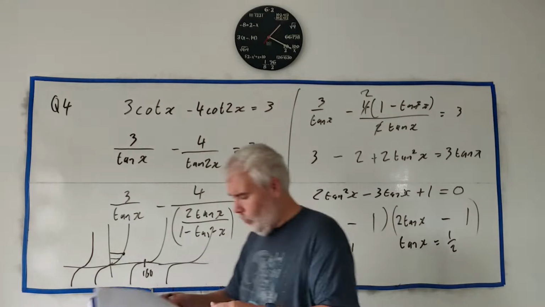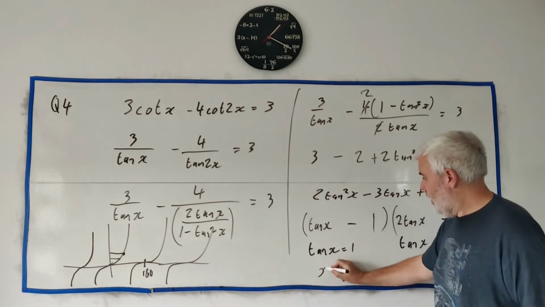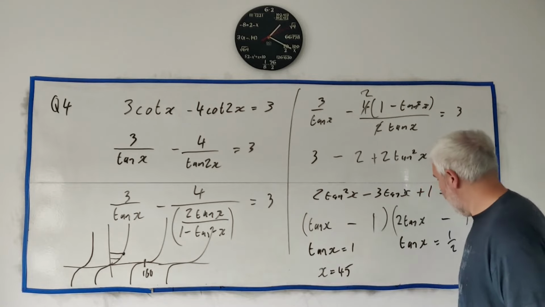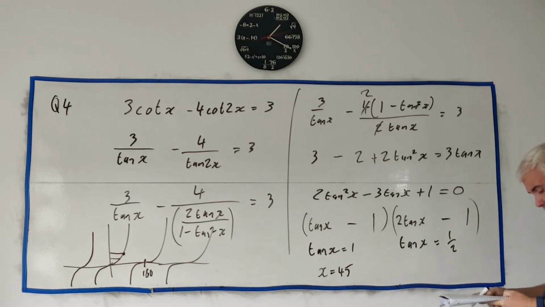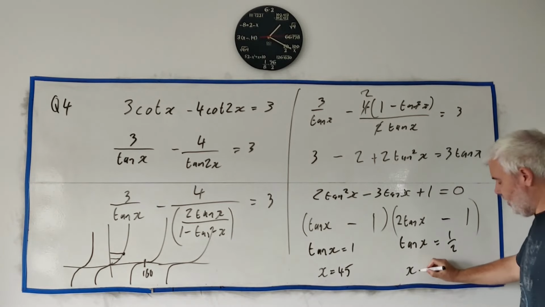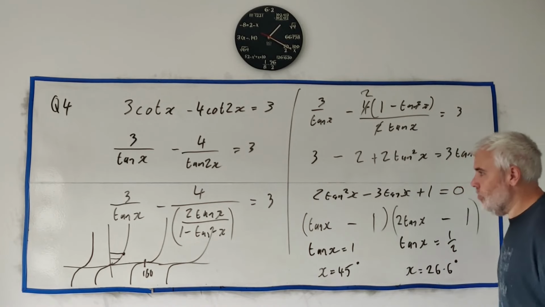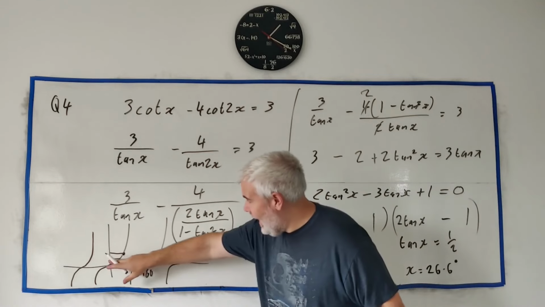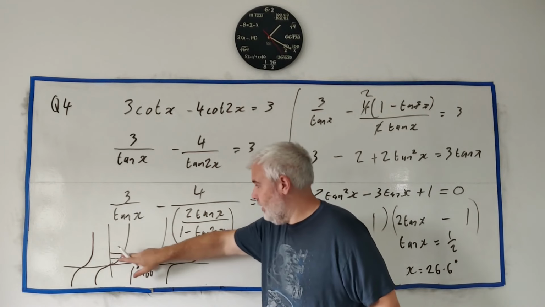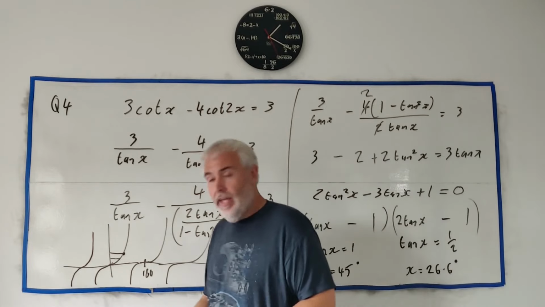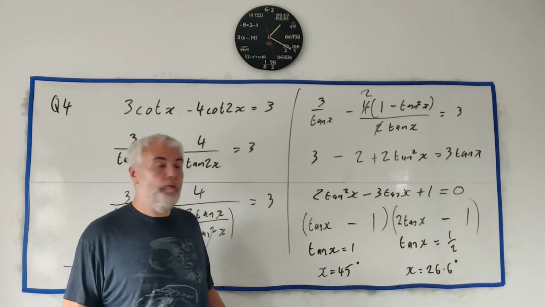1 works out, tan x equals 1 is 45 degrees. So x is equal to 45 degrees. Whereas this one works out a little more complicated. It works out as x is 26.6 degrees. That makes sense in our drawing, because the half should be first and then the 1 would be next. And that's it for question 4.